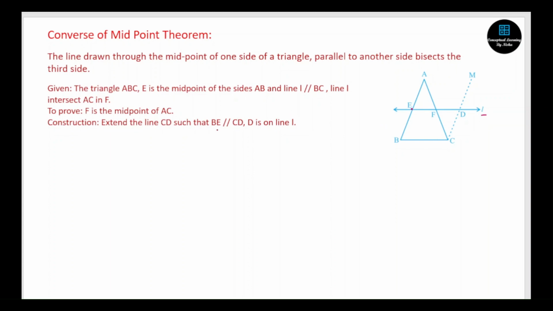Again, we are taking a construction such that CD is parallel to BE, and D is on line L, which intersects line L, correct? Now, in a similar manner, here we are given that line L is parallel to BC. Also, now we have taken BE parallel to CD. So what can I say? Yes, quadrilateral BEDC is a parallelogram.